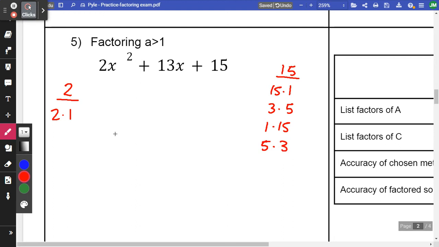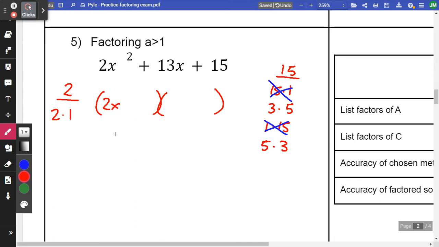So this one is looking to be 4 possibilities, because c is positive and the middle term is positive. That means it's going to be a sum of the two. Now right away, because it's going to be a sum of the two, I can discard 15 and 1 and 1 and 15 because they add up to something that is bigger than 13 together. All right, so let's test out what we have left.